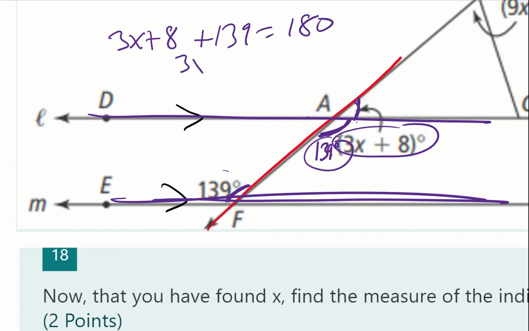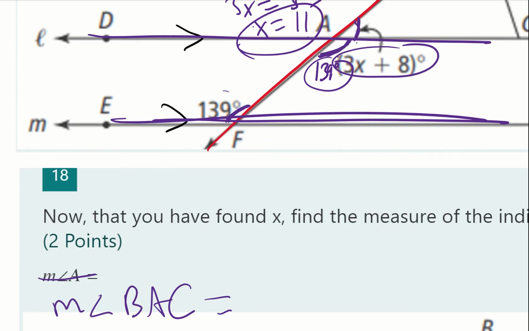So let's go ahead and solve that. 3x plus 147 is 180. We'll subtract the 147 on both sides, leaving us with 33. I know that 11 times 3 is 33, so x is equal to 11.